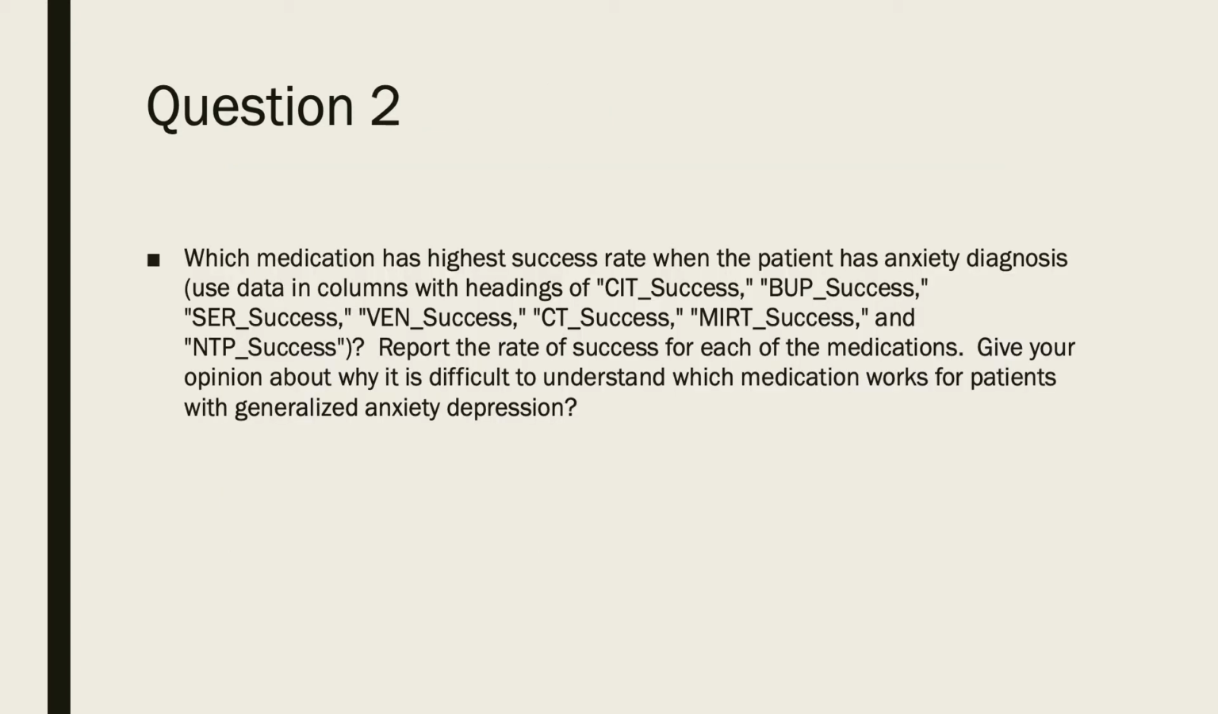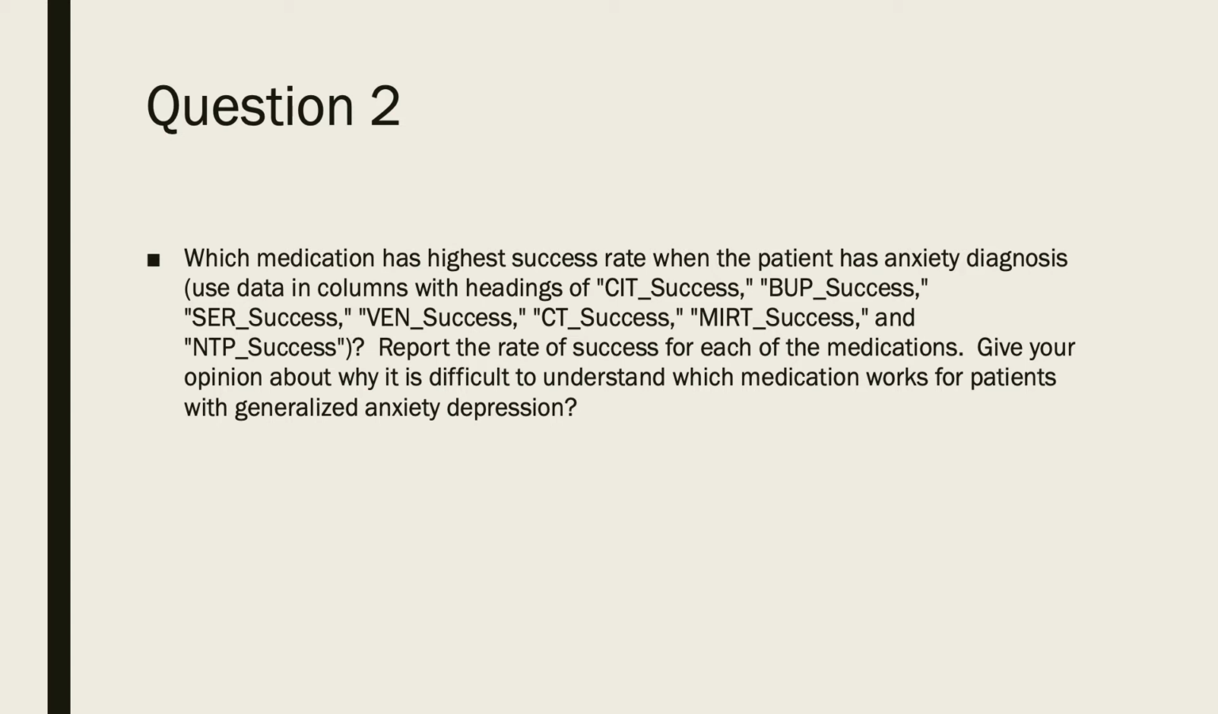Now, for question 2, it asks us which medication has the highest success rate when the patient has an anxiety diagnosis. Again, this is pretty much the same question as last time where we calculated the citalopram, but now it is asking us to calculate 6 other medications as well and to compare them all to see which one is giving the best response to the diagnosis. And after that, we're supposed to give our opinion on why it's difficult to understand which medication works for patients.